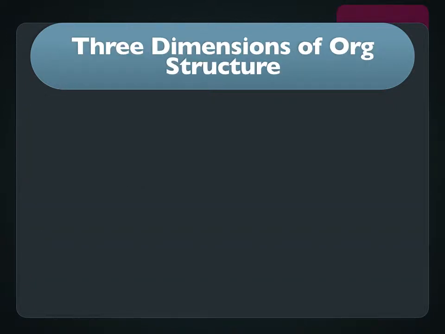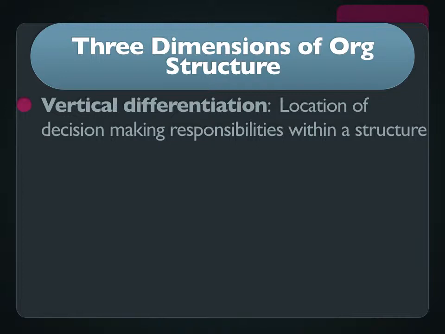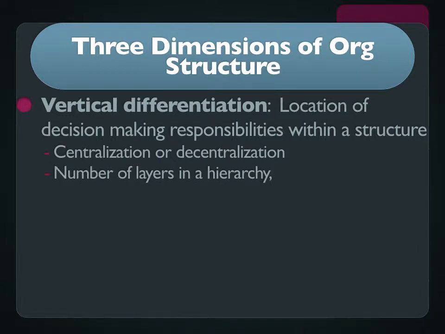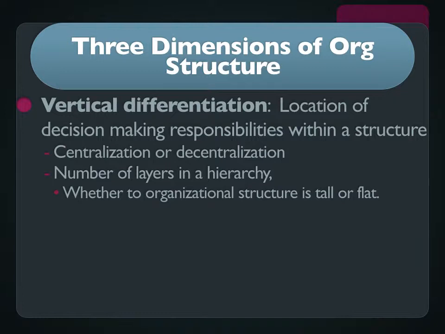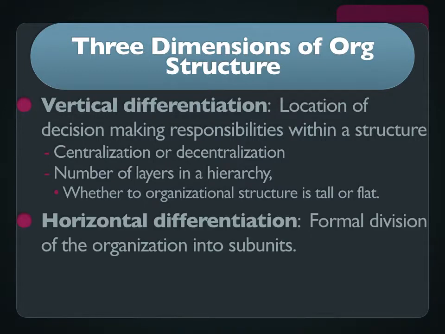There are three dimensions of organizational structure, or three axes that we can think about. The first is vertical differentiation, so the location of decision-making responsibilities within an organization. And so this can be centralized or decentralized. So, does information flow to a central decision-maker, or are there multiple flows of information and multiple sources of decision making? The number of layers in a hierarchy, whether to organize a structure as tall or flat.